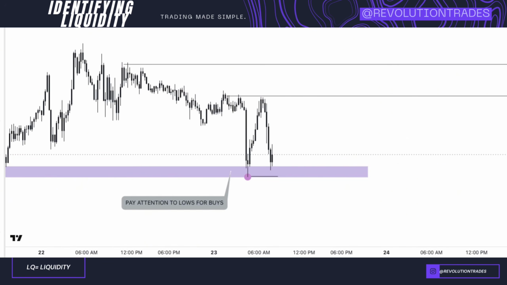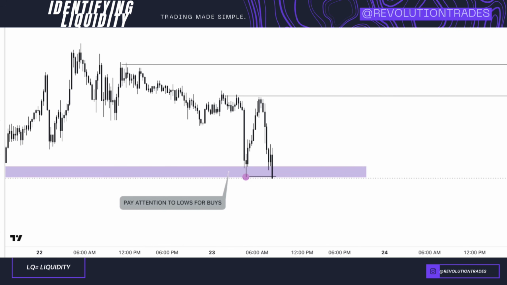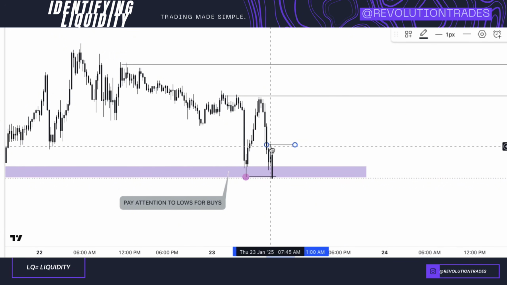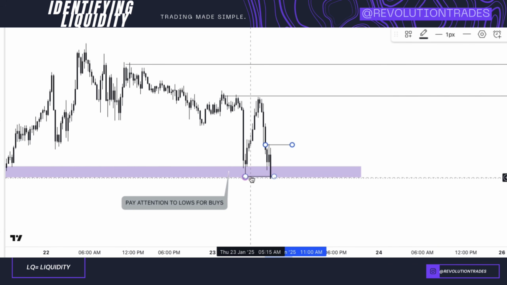Beautiful, okay? Continue. What am I paying attention to? I want high points to be broken. So as long as we stay below this high point here, I know price is going to go lower, right? Sometimes when price starts taking lows out, right?